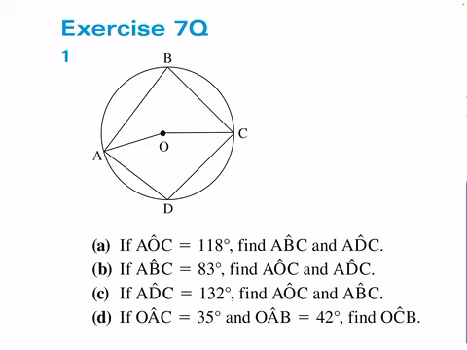AOC, there is a roof on top of the letter O. That means that angle is 118 degrees, that specific angle. So AOC, the angle at O is 118 degrees. We're looking at AOC. There's a hat on top of O.